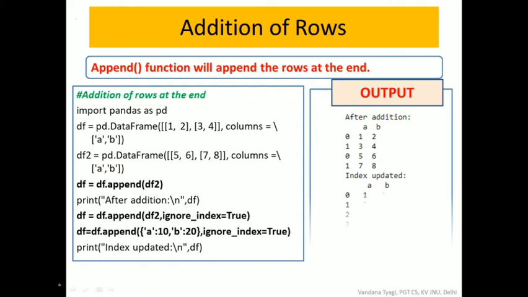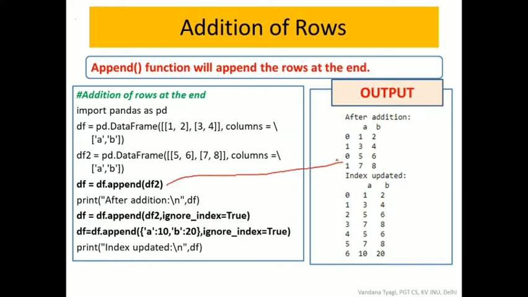Now if you see, this df.append df2, what it does, it simply adds to this data frame. This is my data frame 1, this is my data frame 2. So data frame 2 is being added after data frame 1 because append means added at the end. After that what we have done, after addition this data frame comes up.